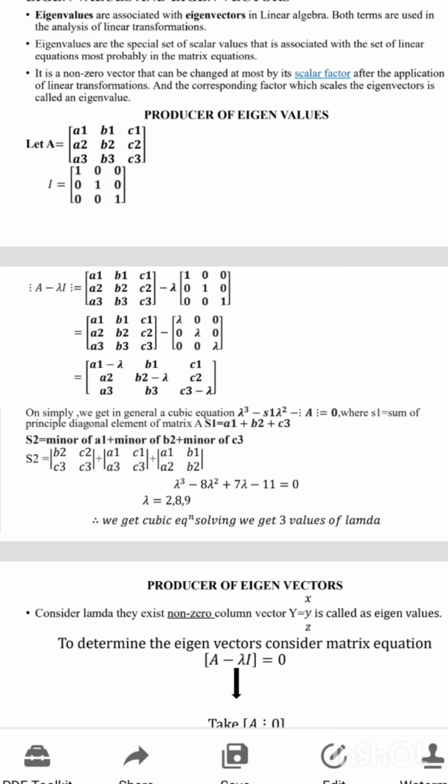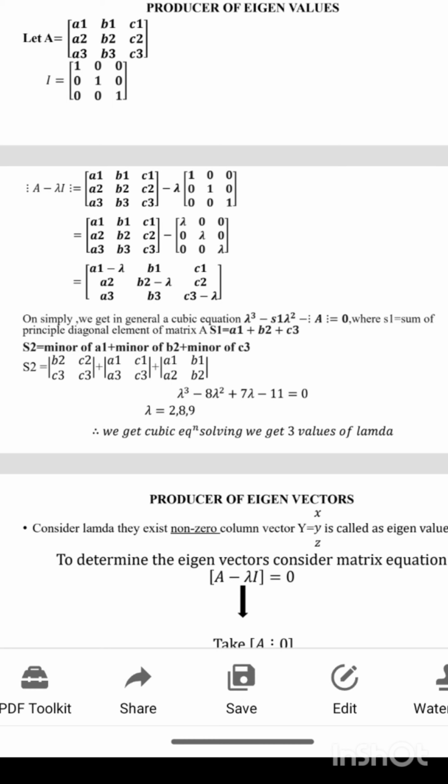Procedure of eigenvalues. Let A is equal to row 1 A1, A2, A3, row 2 B1, B2, B3, row 3 C1, C2, C3. I is equal to row 1 1 0 0, row 2 0 1 0, row 3 0 0 1. A minus lambda I is equal to row 1 A1 A2 A3, row 2 B1 B2 B3, row 3 C1 C2 C3 minus lambda times the identity matrix, which is row 1 1 0 0, row 2 0 1 0, row 3 0 0 1. Then it equals A minus the matrix with lambda on the diagonal and 0 elsewhere.